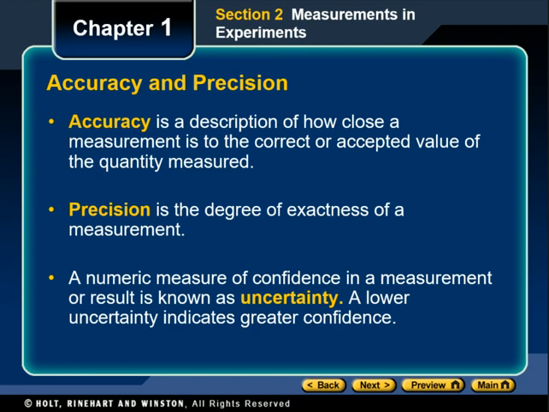A numeric measure of confidence in a measurement or result is known as uncertainty. A lower uncertainty indicates greater confidence. Uncertainties are usually expressed by using statistical methods.